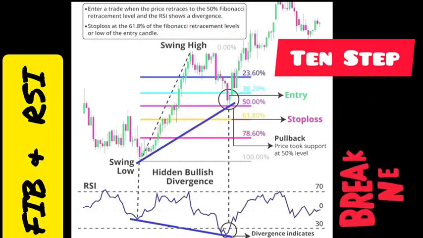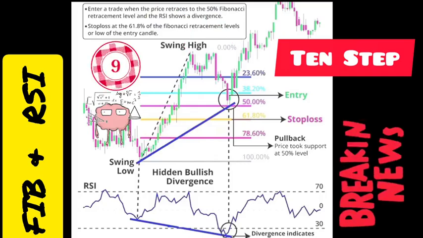Step 9, manage risk with position sizing. Calculate your position size based on stop loss distance. Never risk more than 1 to 2% of your total capital.